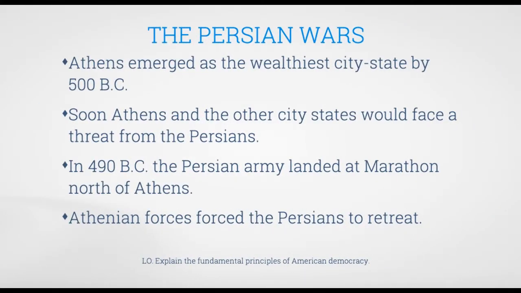The Persian Wars. Athens emerged as the wealthiest city-state by about 500 BC. Soon, Athens and other city-states would face a threat from the Persians. In 490 BC, the Persian army landed at Marathon, north of Athens. The Athenian forces forced the Persians to retreat.